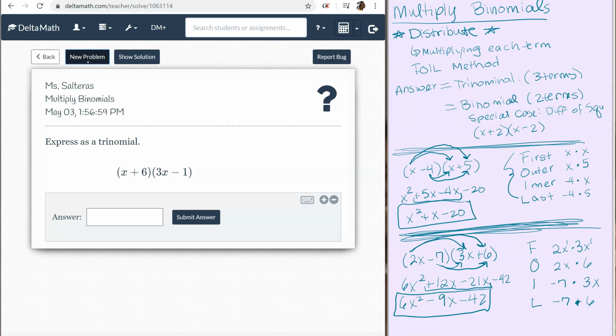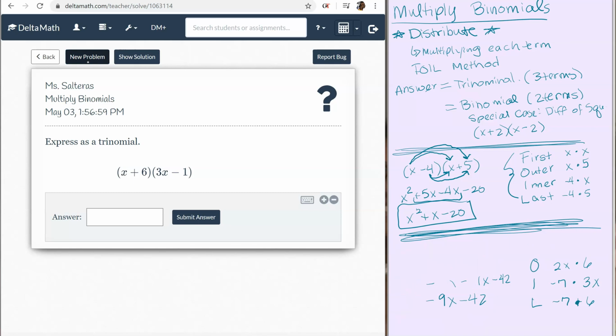I am going to go ahead and erase this bottom part right here. Keep all of our notes from the first part, so you have something to look at. All right, so here we have x plus 6, 3x minus 1. All right, so we're going to go ahead and FOIL.